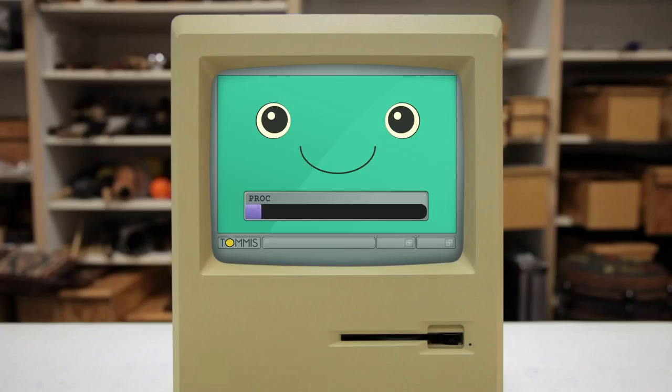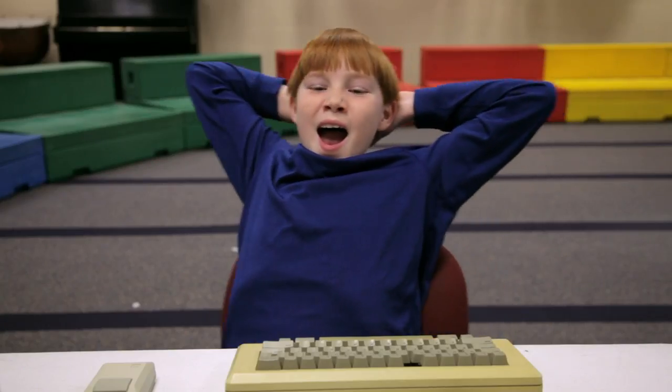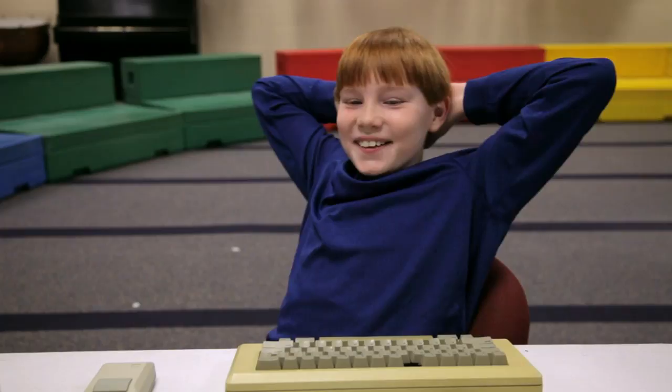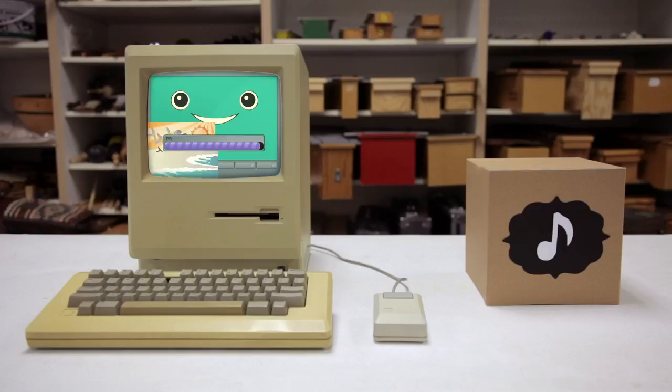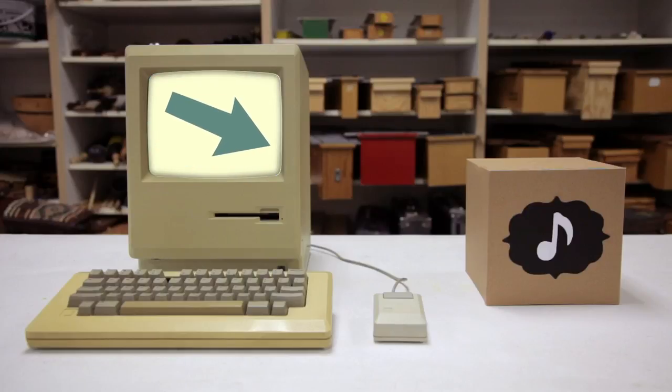Now, I'll just do some processing and you sit back and relax. Maybe picture yourself on a beach with the waves, the warm sand between your toes, with little meadowlarks like Francisco flying around. Okay, done! All right, go ahead and take a look in the box.